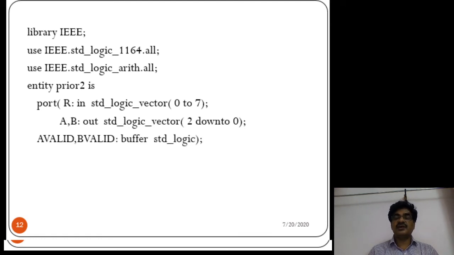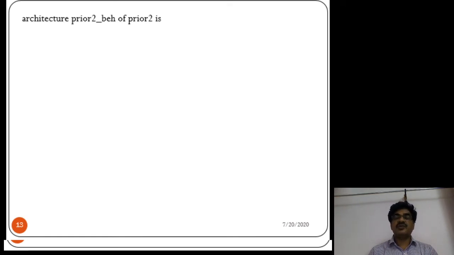Okay, then two more signals we are using, A valid and B valid, of type buffer. Buffer means both of these act as input and output, and the data type is std_logic. Okay, so that is the entity declaration for a dual priority encoder, dual priority on 8-bit data. Coming to the architecture body: architecture name of entity name is begin.